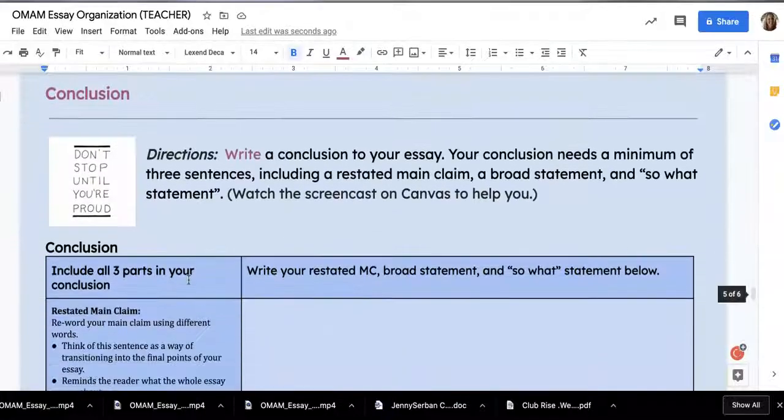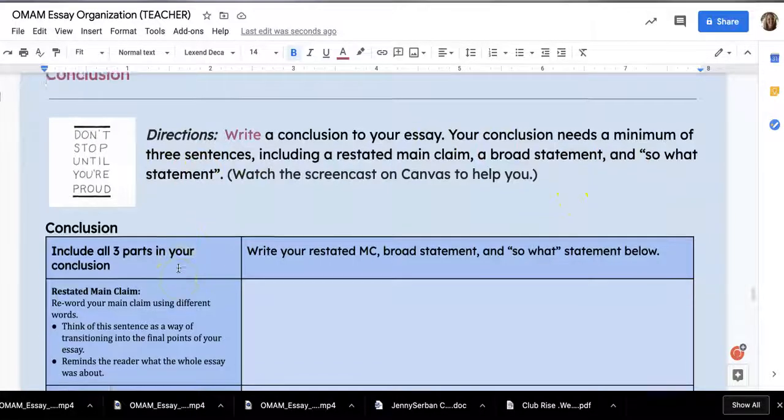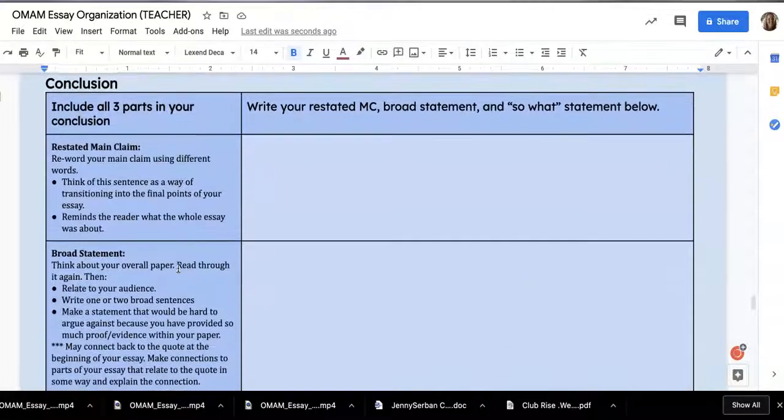You're now ready for your conclusion. So your directions for this one is write a conclusion to your essay. Your conclusion needs a minimum of 3 sentences, including a restated main claim, a broad statement, and a so what statement. Now, the 3 parts look like this.